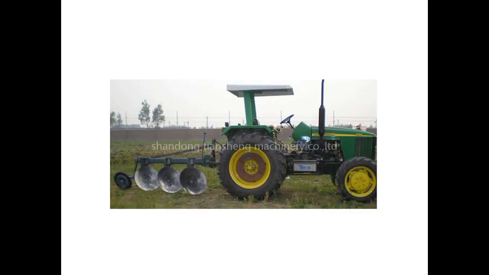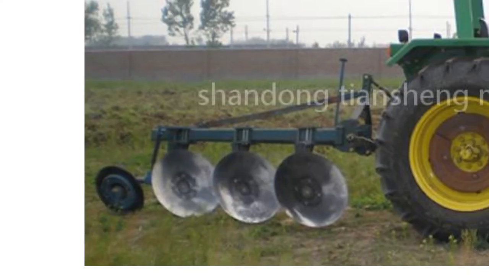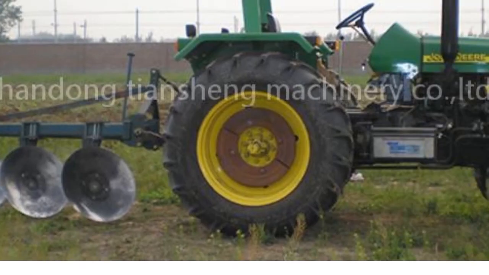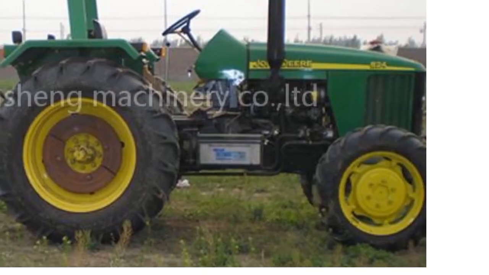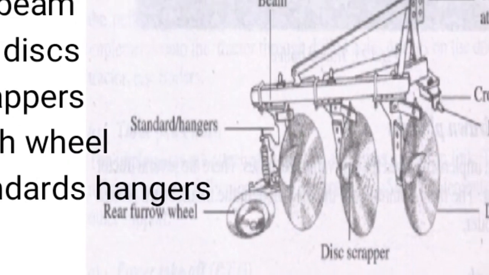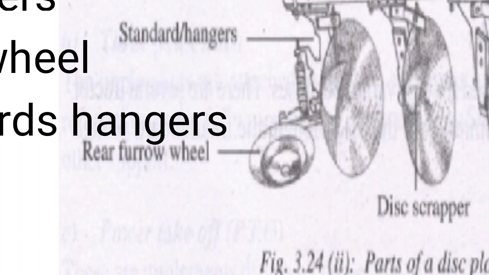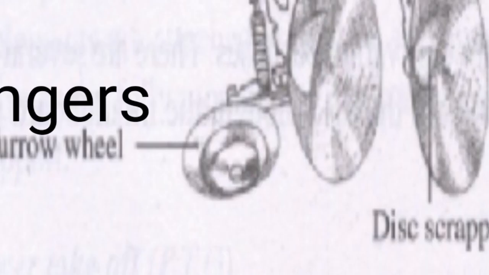This is when the disc plow is working on the tractor. You can see how it has been mounted from the back part there to the discs to the bar up there. That is the attachment area, and that is the tractor. Those are the parts: the beam up there, the hinges. These are the hinges for attachment. And then we have the scrapper, as we mentioned here. We have the rear wheel here.